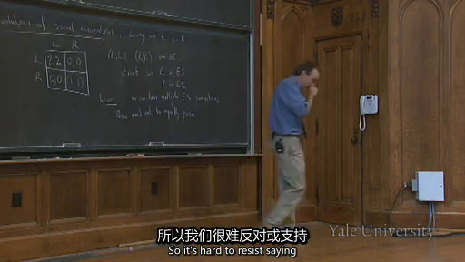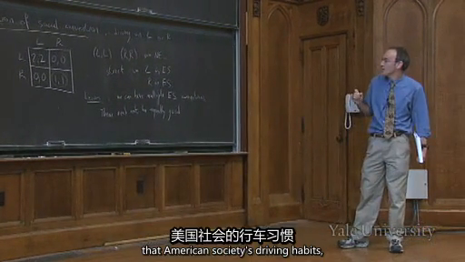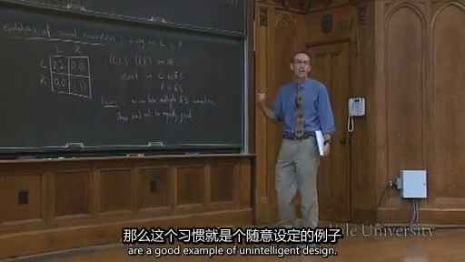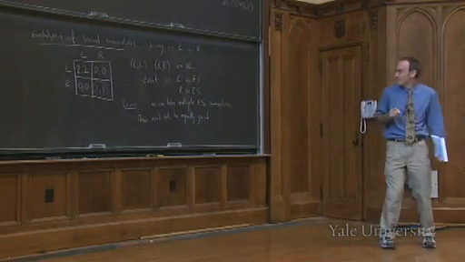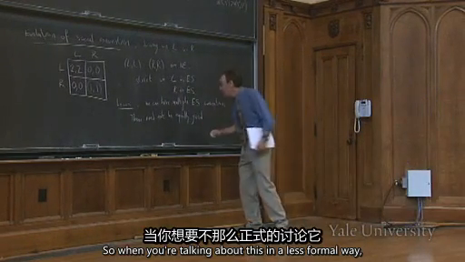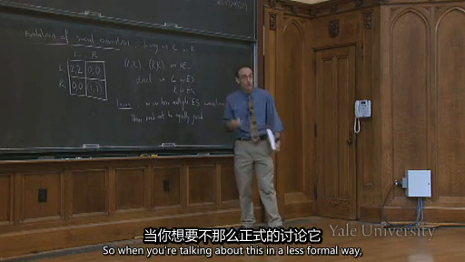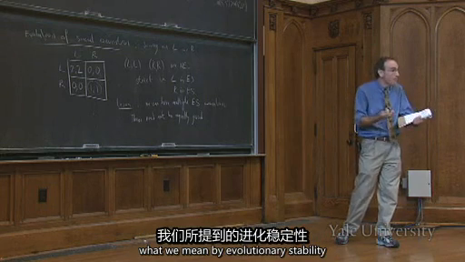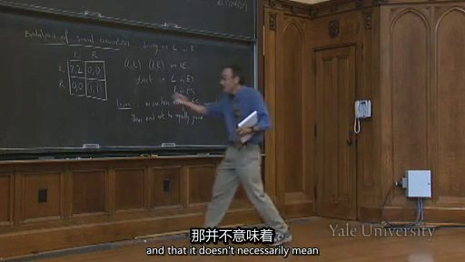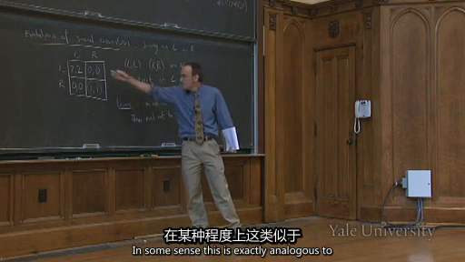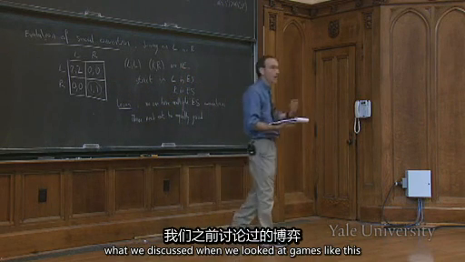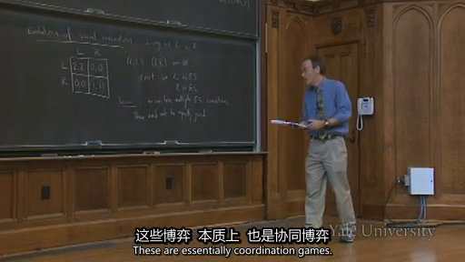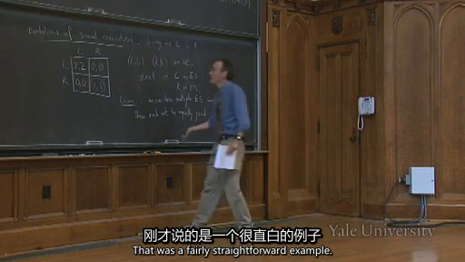It's hard to resist saying that American society's driving habits, if we think about the alternatives to evolution, are a good example of unintelligent design. So when you're talking about this in a more or less formal way in your anthropology or political science or sociology classes, you want to have in the back of your mind what we mean by evolutionary stability and that it doesn't necessarily mean that we're going to arrive at efficiency. And in some sense, this is exactly analogous to what we discussed when we looked at games like this with rational players playing, if you think about coordination games. These are essentially coordination games. That was a fairly straightforward example.